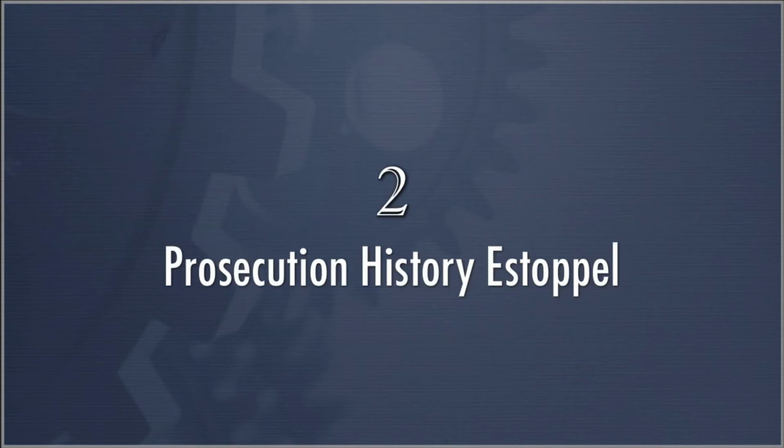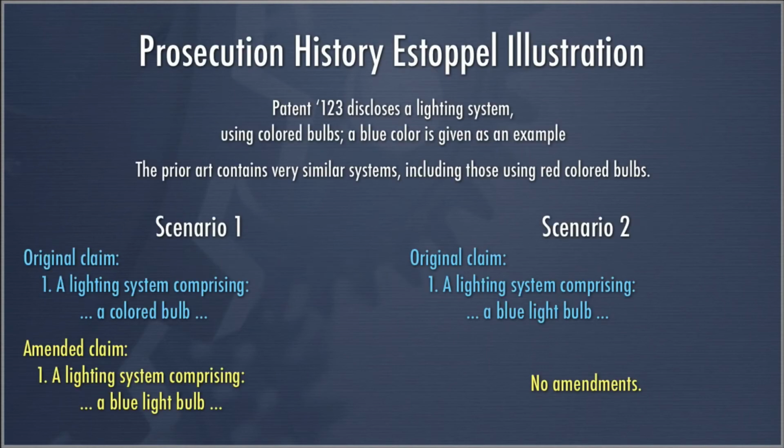Next, let's move on to prosecution history estoppel. I think the easiest way to dive into the analysis of prosecution history estoppel is through an illustration. So let's consider the following. Patent 123 discloses a lighting system using colored bulbs. A blue color is given as the example in the specification.